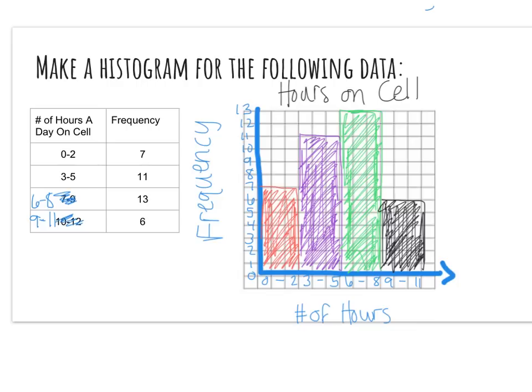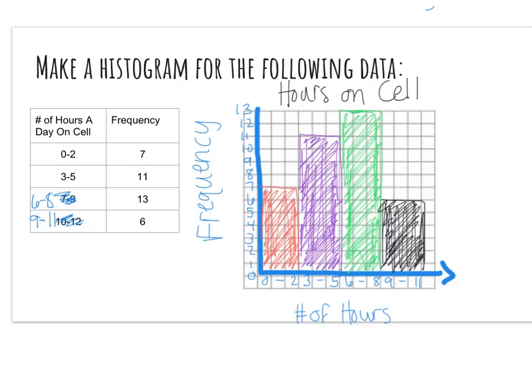All right, here's mine. So I've got my number of hours on the bottom and my frequency on the side. You have to have those labels because I'm going to look for those. Those are going to be part of your grade. And then I have my first bar. 7 students are on their cell between 0 and 2 hours per day.